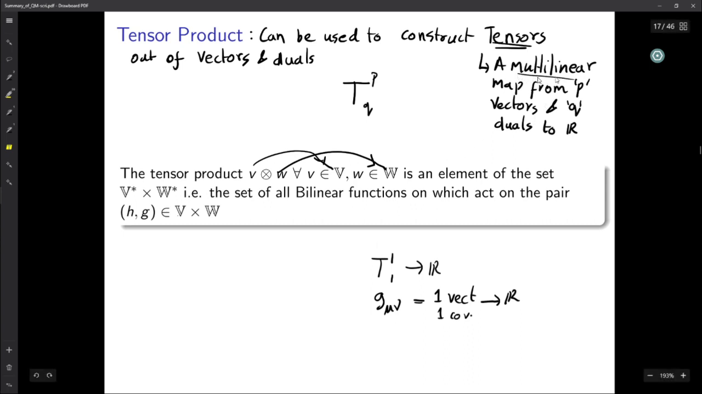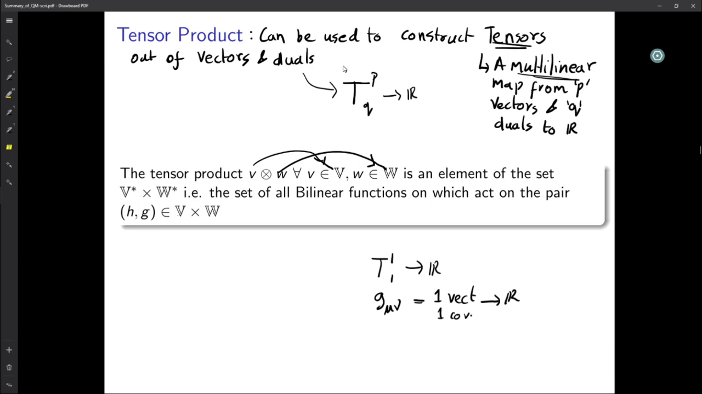And I used the word multilinear. If you remember the idea of bilinear, it is linear in the first argument, or linear in the second argument. Multilinear is a generalization of this idea: this map R is always linear in one argument at a time. Even though it has multiple arguments, it's linear in each of them separately. So that's what a tensor is. Tensor products basically combine vectors and duals to form tensors. That's all that they do.